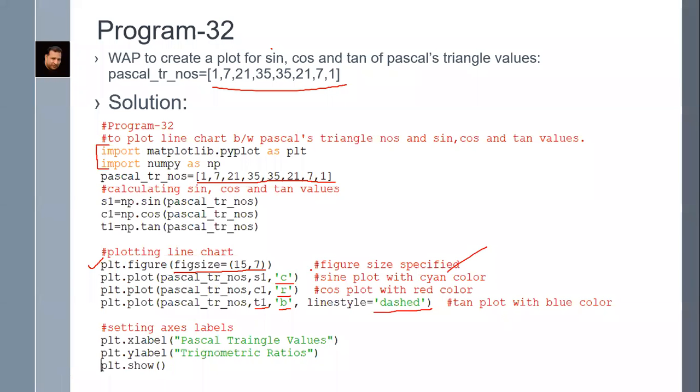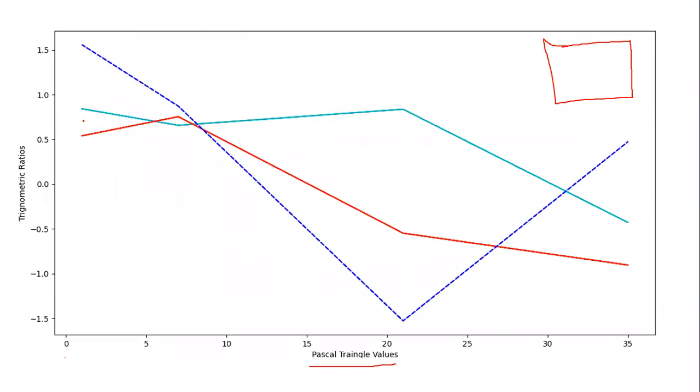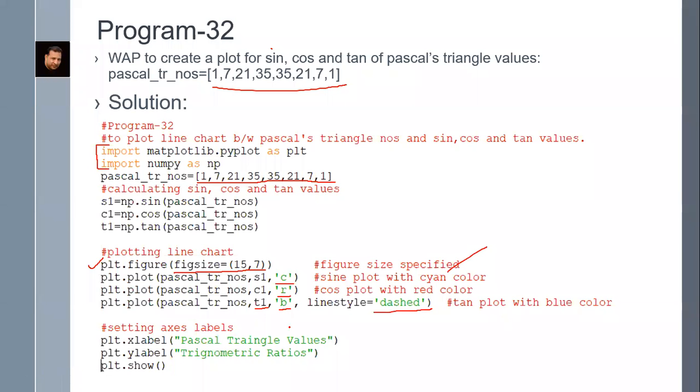So if you see the color, cyan color is for sine and red color is for cos. So this is cyan color for sine, this is for cos, and this is for tan. For the tan value we have given the argument as dashed line. So you must know how to write all these. इन्हीं पर ही वाइवा आ जाता है. linestyle equal to dashed. The examiner may ask you, what do you mean by this?